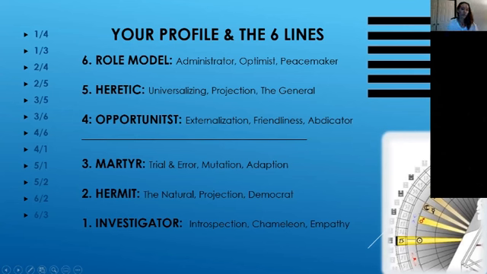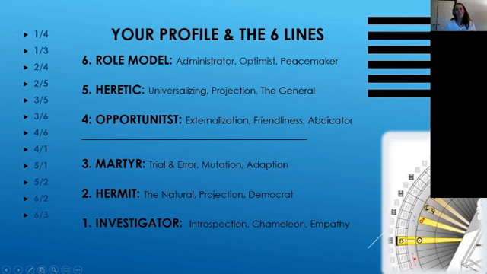So we have 2 4s in the group. Diana is basically a hermit opportunist. Cody's going to be a 4-6, which is the opportunist role model. Abby's the role model hermit. And then we have Heather as the martyr heretic, it's called. 2-5 is the hermit heretic, and then we have a 5-1, which is a heretic investigator. Please don't take these names super literal. They sound horrible.